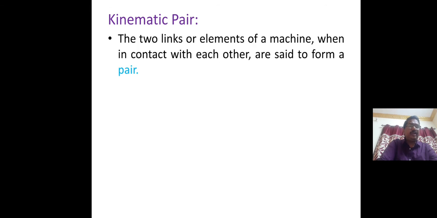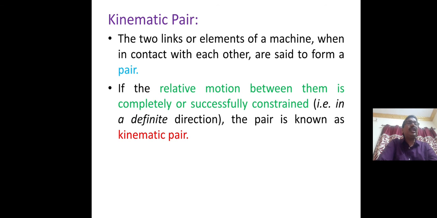Next we are coming to the kinematic pair. What is meant by a pair? When two elements are joined, it is called a pair. A pair is nothing but two elements, two links. Two links or elements of a machine, when in contact with each other, are said to form a pair.